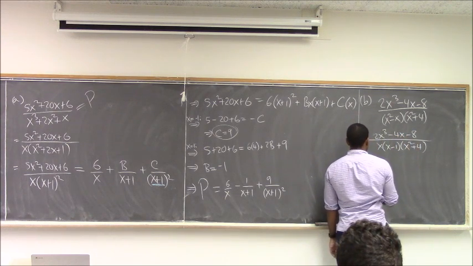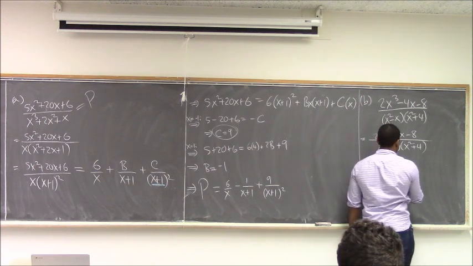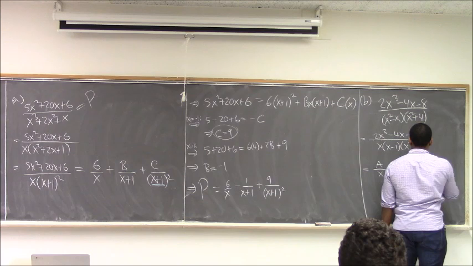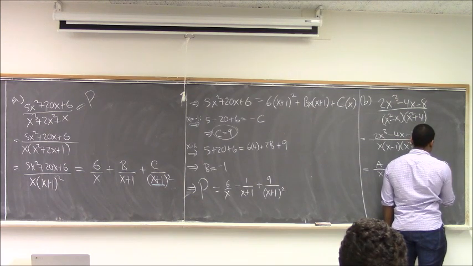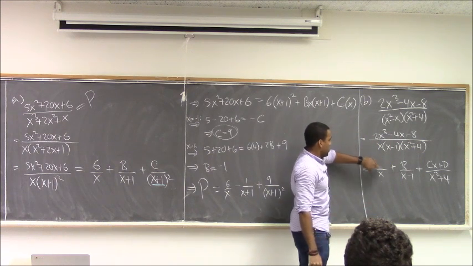And this is going to look like A over x plus B over x minus 1 plus Cx plus D over x squared plus 4. A we can actually find. How?